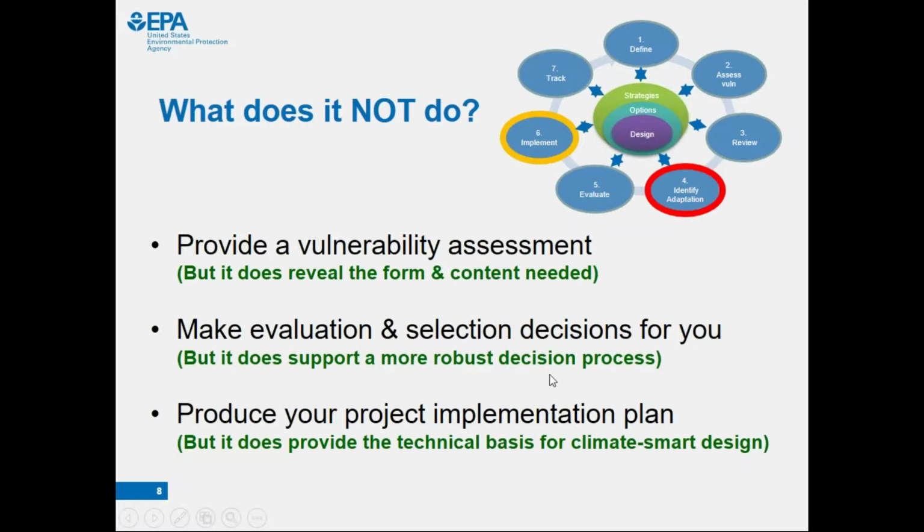It also doesn't make your evaluation and selection decisions. This tool does not make your decision for you, but it does support a more robust decision process by giving you a large list of options that are described in a climate smart way that can help you understand the potential each action might have to be effective or not be effective, given the effects of climate change, and the potential for them to interact with each other. And we hope that this will allow this evaluation and selection step to be better informed.